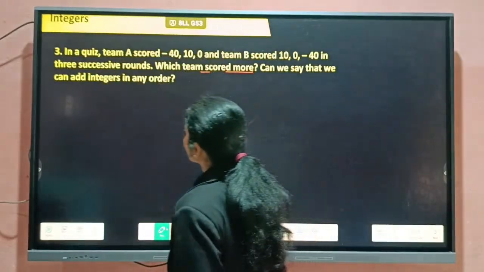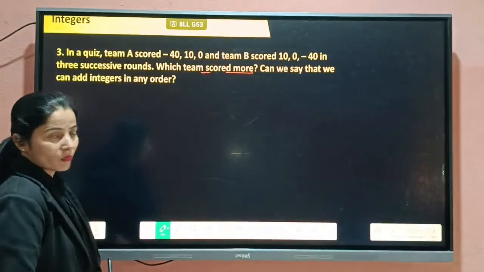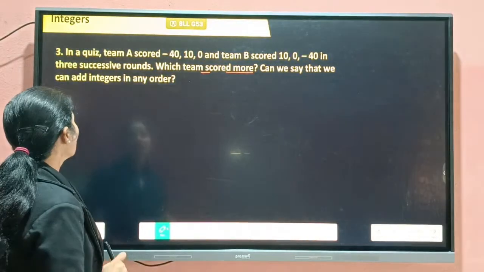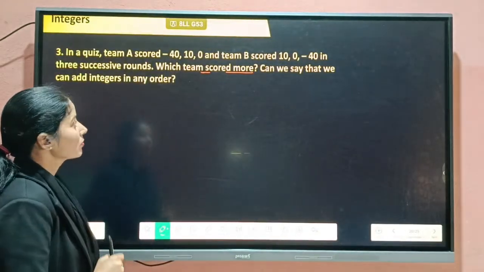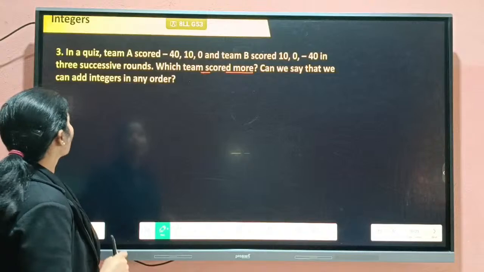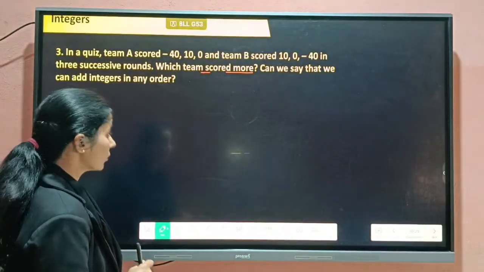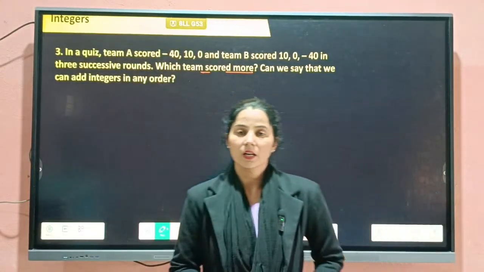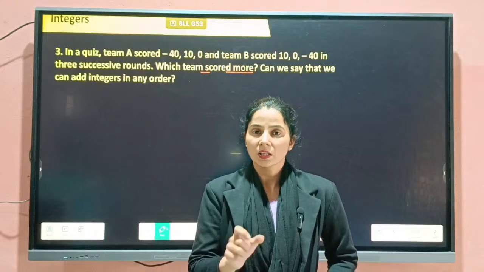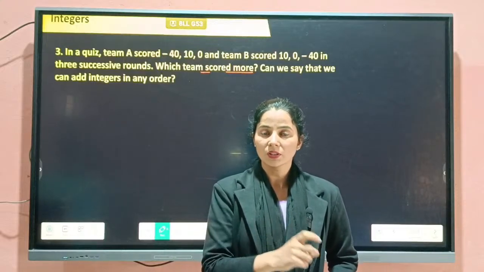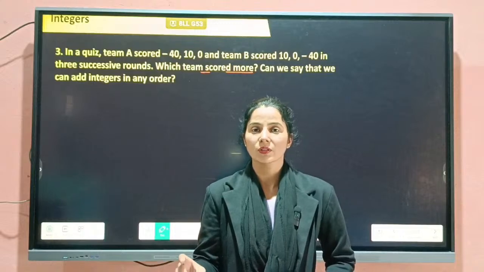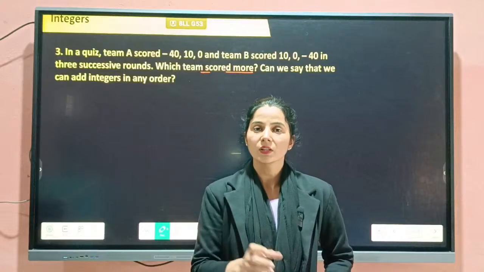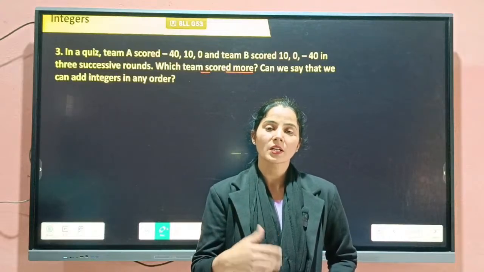Question number 3. In a quiz, team A scored minus 40, 10 and 0, and team B scored 10, 0 and minus 40 in 3 successive rounds. Which team scored more? Can we say that we can add integers in any order? There are two teams, team A and team B, and 3 successive rounds. Team A's score is given in all 3 rounds, and team B's score is also given. We have to find the total score of team A and team B, and then verify whether we can add integers in any order.